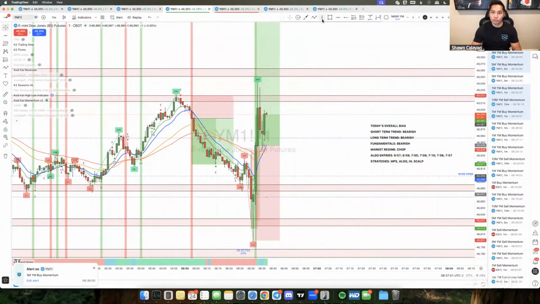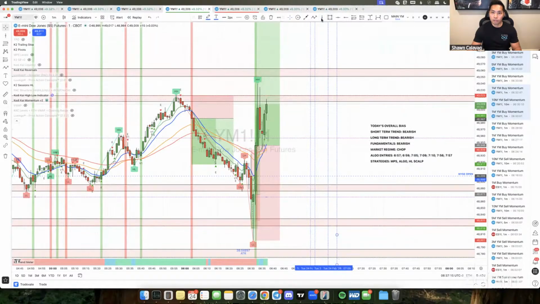My first algo entry is going to be right here at 657. So I'll just draw a line there so I have an idea. I don't miss these algo entries. 657, 659, 705, 709. Just going to make sure I don't forget these as we get closer to these points. I just got to make sure the confluences line up when I take these algo entries.